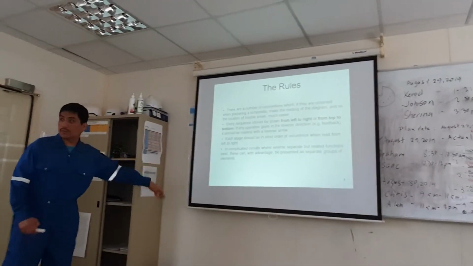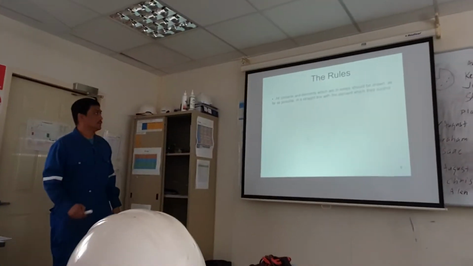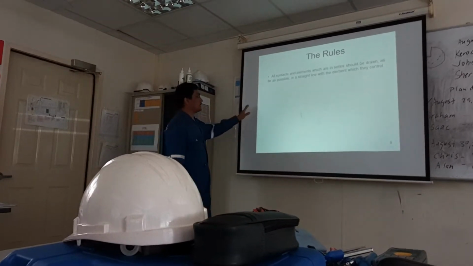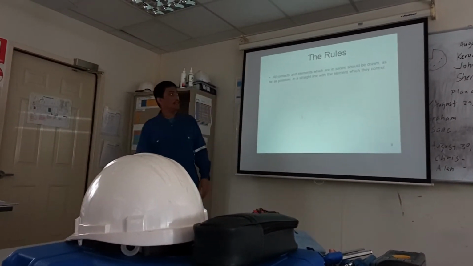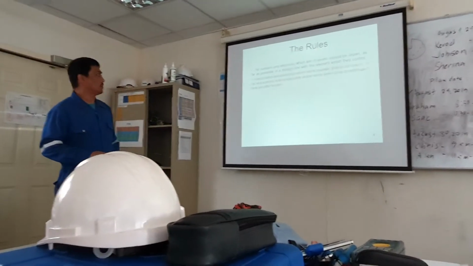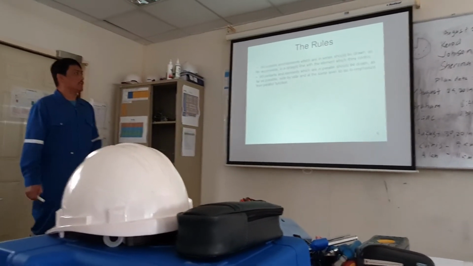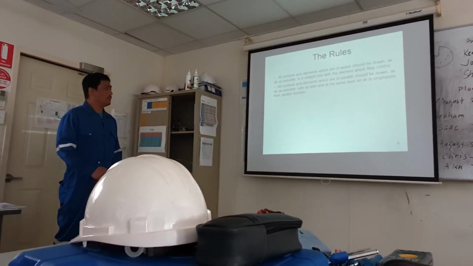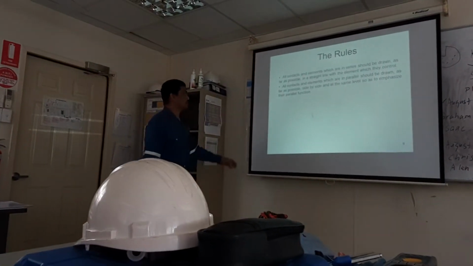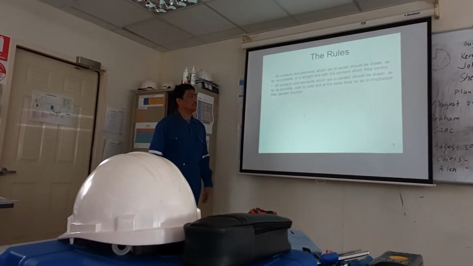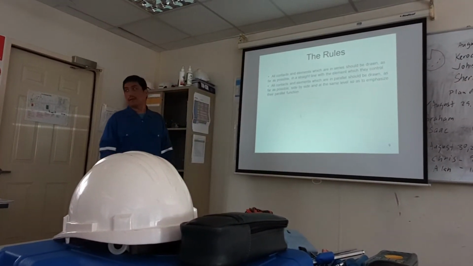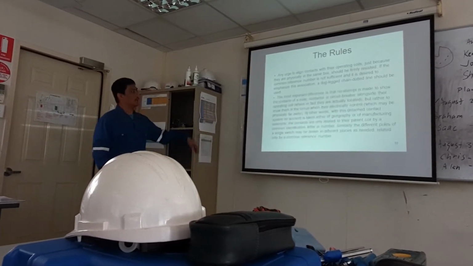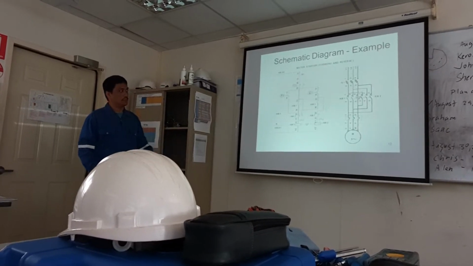So this is for you to read and analyze. So these are the rules. All contacts and elements which are in series should be drawn as far as possible in a straight line with the elements which they control. All contacts and elements which are in parallel should be drawn as far as possible side by side and at the same level, so as to emphasize their parallel function. So the rules are so many, you just read it.